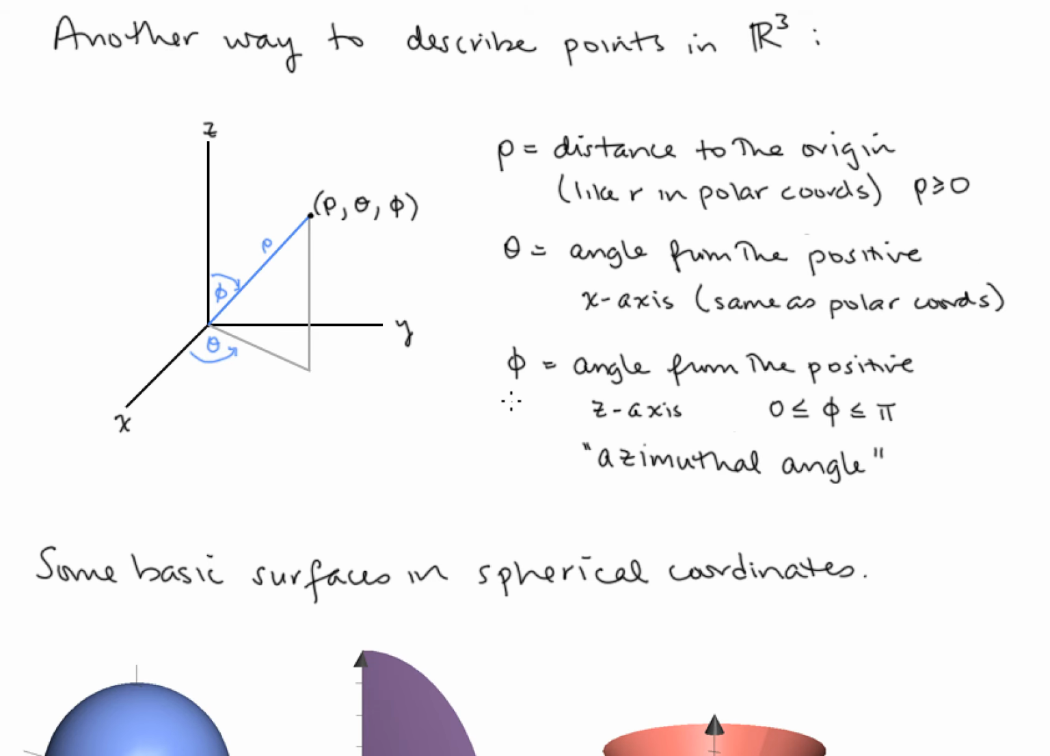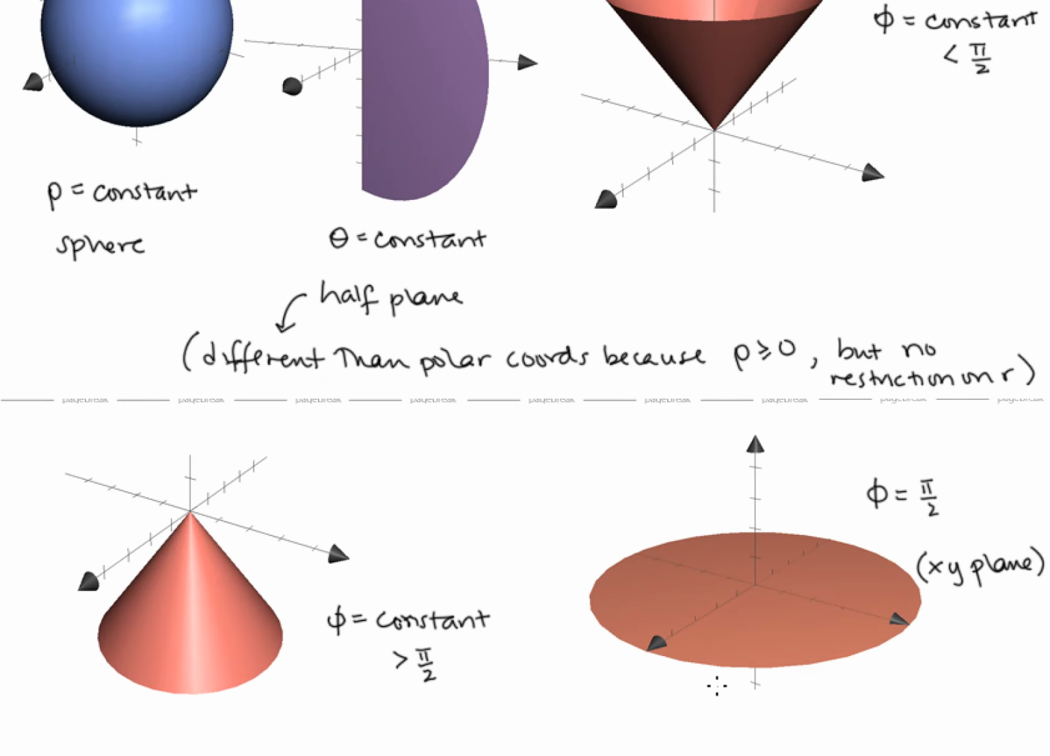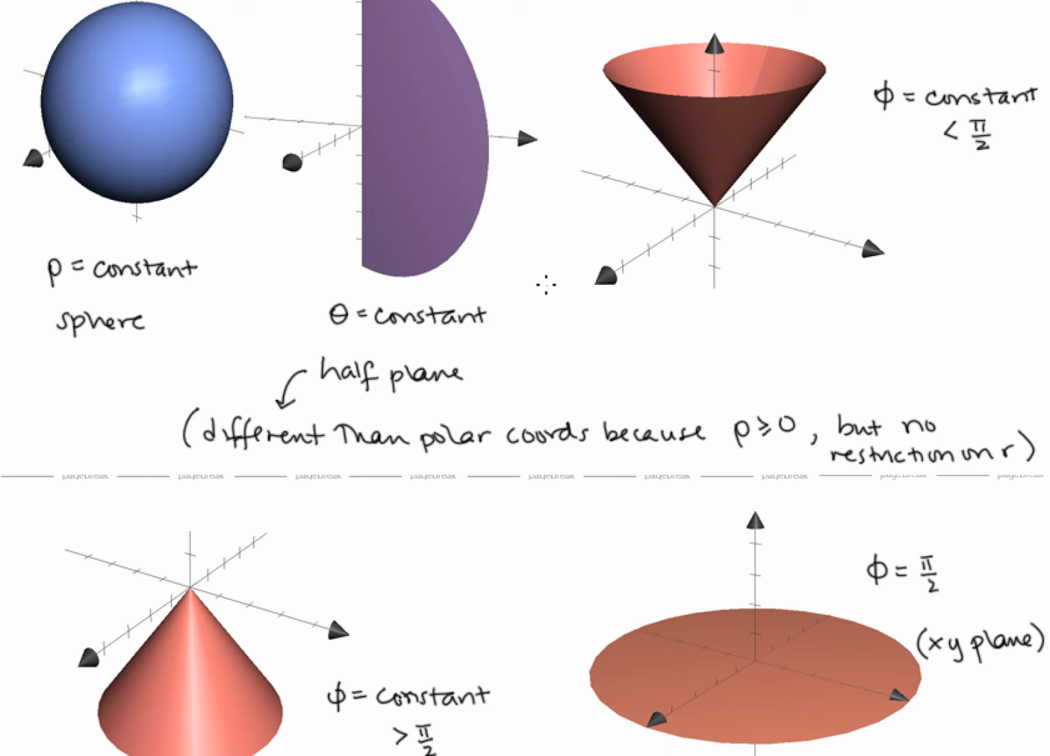And now what if we set phi to be constant? If phi is constant less than pi over 2, we'll have an upward facing cone. If phi is equal to pi over 2, we'll have the xy plane. And if phi is greater than pi over 2 and still less than pi, we have a downward facing cone. So it's important to keep these shapes in mind as we think about our triple integrals, because these are the shapes that we get by setting our spherical coordinates equal to constants.